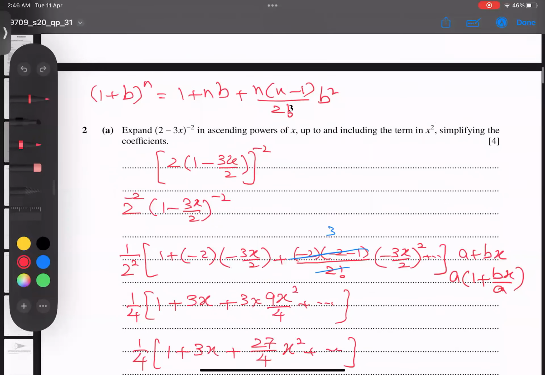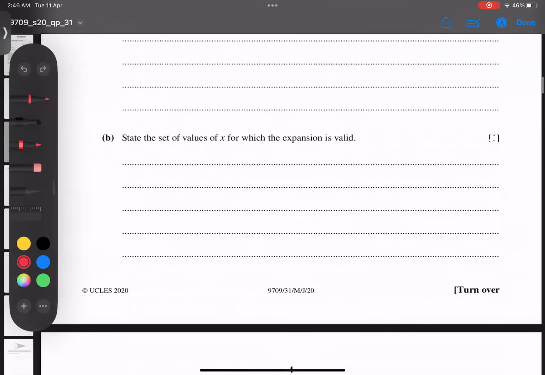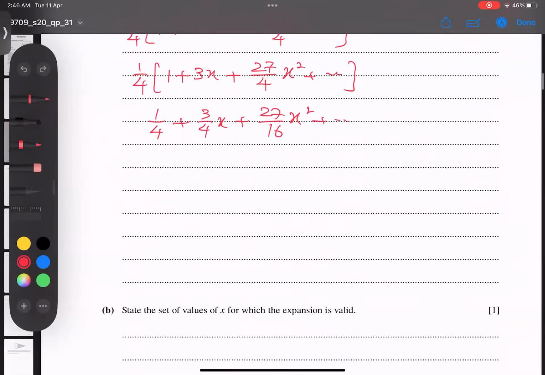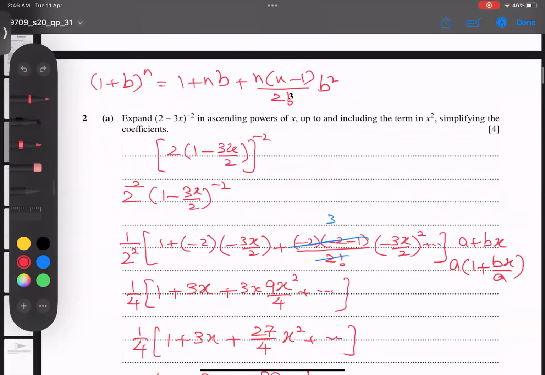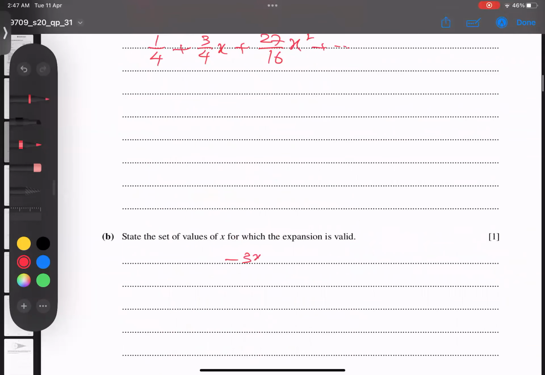I hope the point is very, very clear. Next, the set of values for x for which the expansion is valid. Whenever we want to check the validity, we always take this expression, whatever we have inside, and take this negative sign, and this whole value must be less than 1 and bigger than -1. So -3x by 2 is less than 1 and bigger than -1.